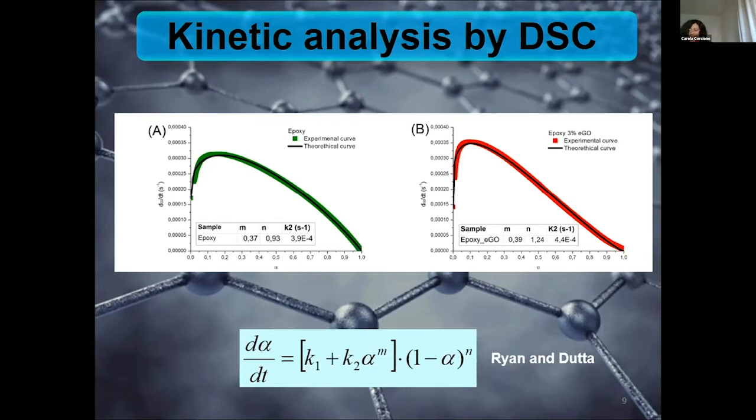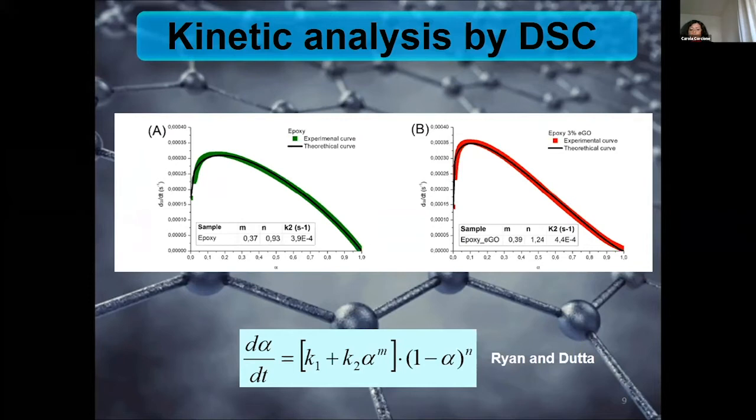Furthermore, the parameter M dominates the autocatalytical effect at a low degree of reaction, and as you can see by the tables reported inside the figures, the M parameter is very close in both cases. On the other hand, the shape of the rate of reaction after the peaks shows some differences that are indicated by different values of N, which is higher in the presence of EGO.